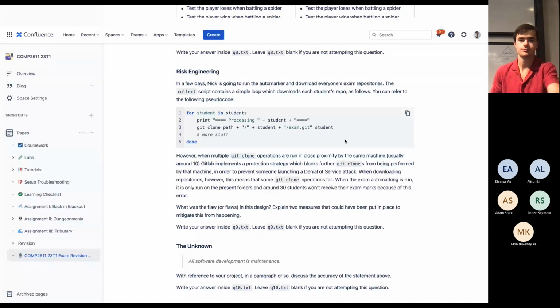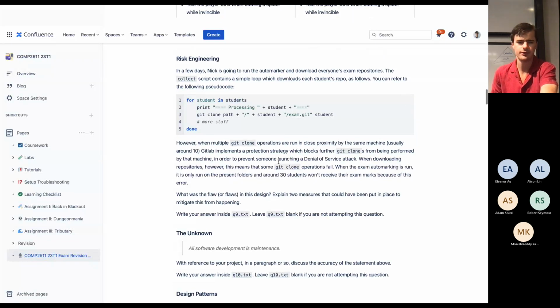So what we have is just a script that clones the repos. This is something that actually happened, by the way. It was very sad. When multiple Git clone operations are run in close proximity by the same machine, GitLab implements a protection strategy, which blocks further Git clones. Basically, GitLab has a thing to stop you DDoSing it, where you can only do a certain number of clones in a certain span of time, and you have to wait a minute or 2 minutes before you're allowed to continue making requests.